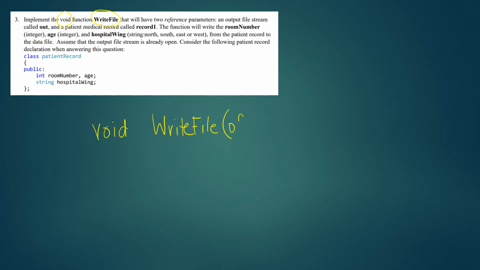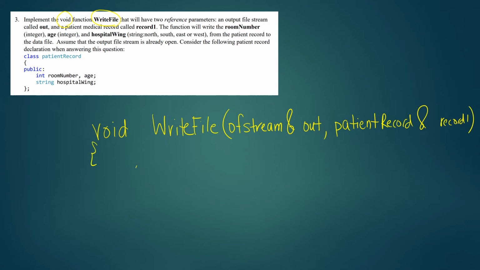So we have ofstream by reference, and we have patient record called record1, and this is a function, so you're just going to use out, assuming the output file has already been connected before calling the function, and you will write the data, record1 dot room number.